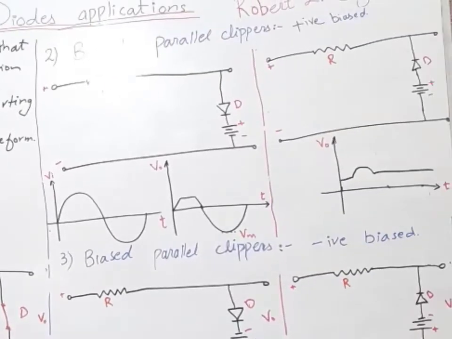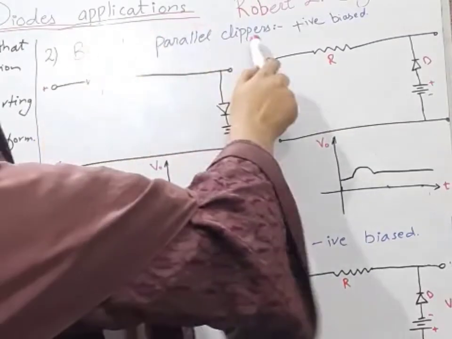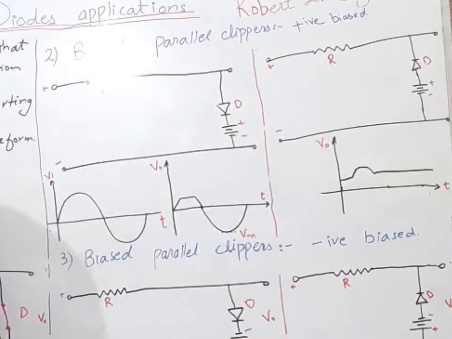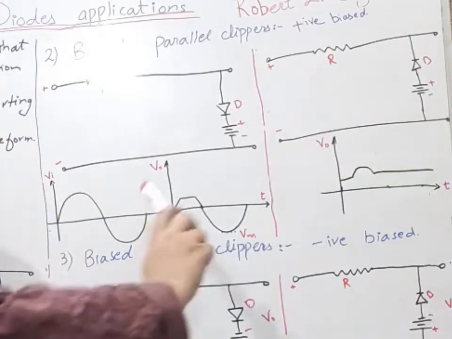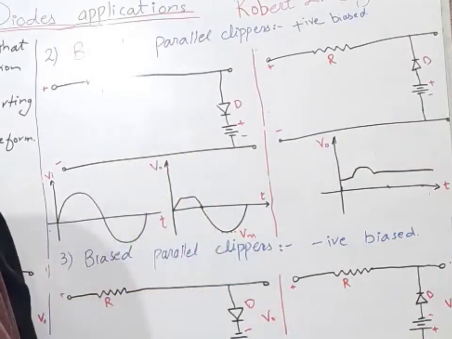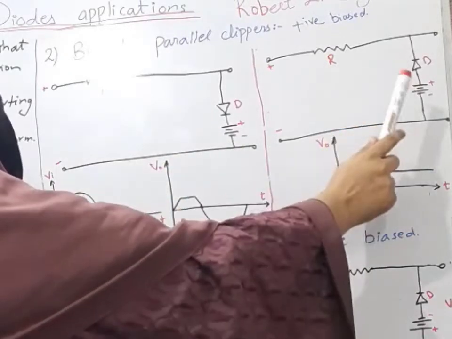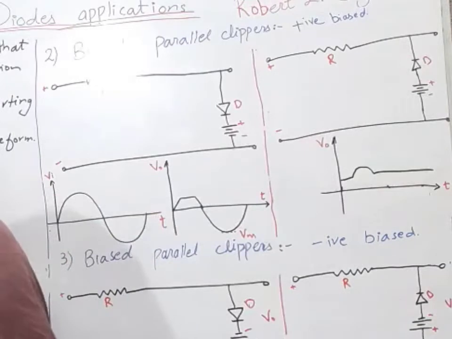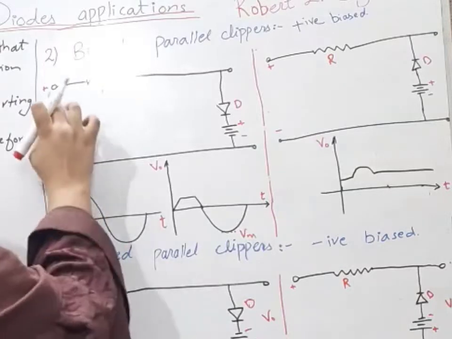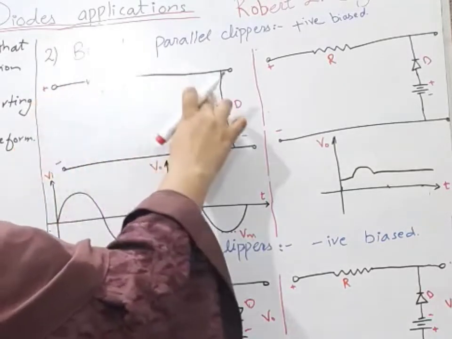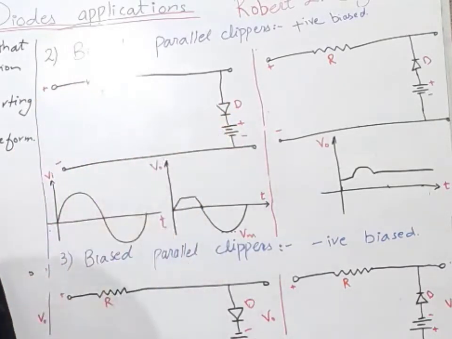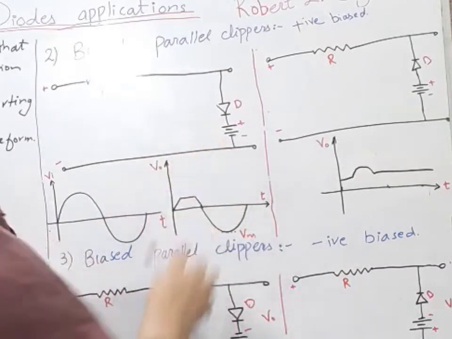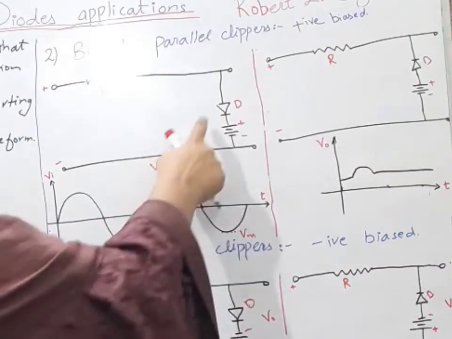Now we will discuss the biased parallel clipper with positive biasing. Positive biasing means that our diode is connected with the positive terminal of the battery. In this case, what will happen? For the positive half cycle, this positive half cycle tries to make this diode forward biased, but this battery tries to make this diode reverse biased.